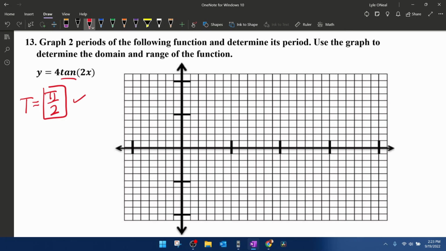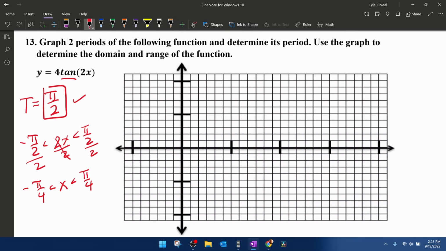So we have a process for graphing tangent. And the first thing is to realize that our consecutive asymptotes for tangent are from -pi over 2 to pi over 2 for theta, which in this case is 2x. We need to divide everybody by 2 in order to get the x by itself, which gives us -pi over 4 to pi over 4 as consecutive asymptotes.